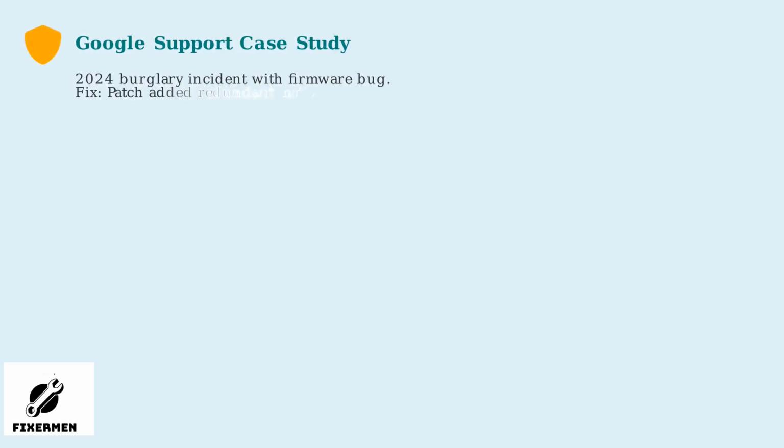In a 2024 burglary case, a Nest Cam wired failed to record due to a firmware bug that caused motion detection to freeze. Google identified the issue and released a patch adding redundant motion triggers for backup reliability. The user received Nest Aware credits as compensation, and the fix prevented similar security lapses by ensuring multiple detection methods worked together.